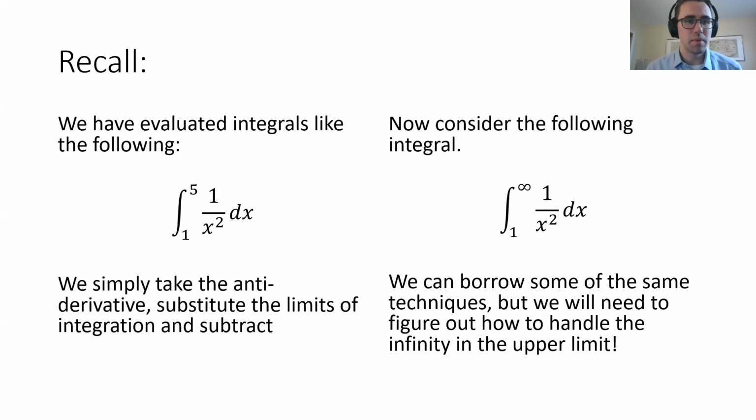Another important connection to make is to integrals like you see on the left. So we have the integral from 1 to 5, 1 over x squared dx. We've done this before. You simply take the antiderivative, substitute the limits of integration, and subtract using our evaluation theorem. However, we're going to see an integral like this one on the right, and we can borrow some of the same techniques we use for the integral on the left, but we'll need to figure out how to handle the infinity in the top of the integral there.